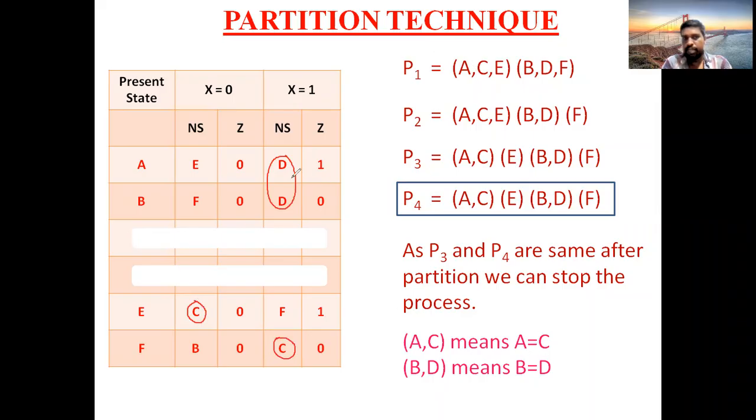What is D equal to? B. So I can replace B here, and I can replace B here. Likewise, what is the equivalent of C? A. So I can replace A instead of C, and here also I can replace A instead of C. You replace B in these two positions, and you replace A in these two positions. Then that will be your final reduced state table.